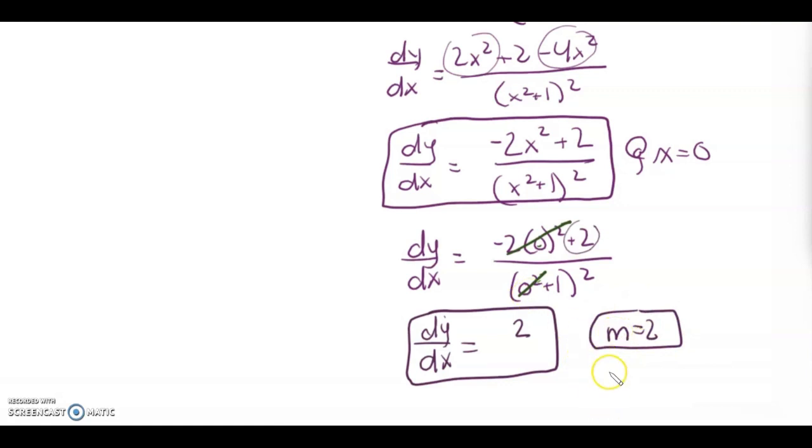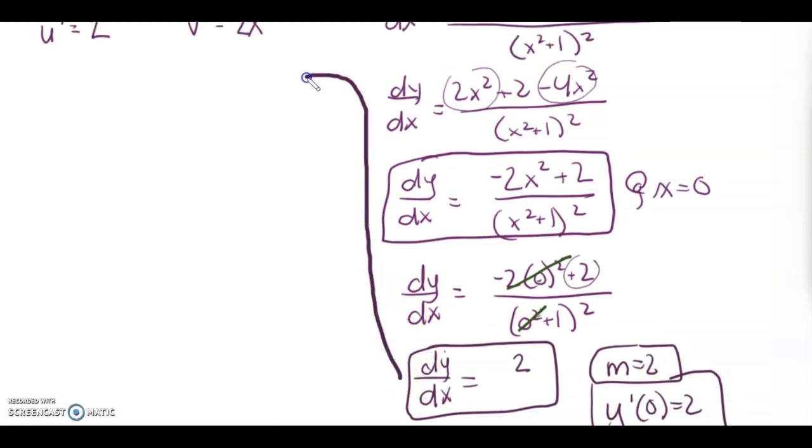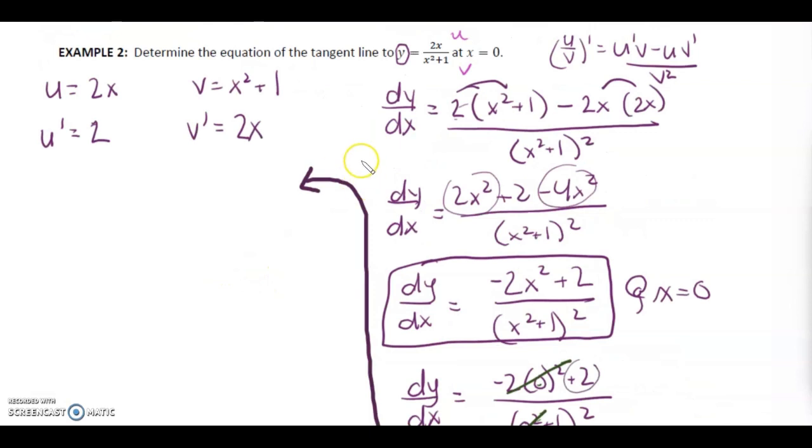Or we can say y prime at 0 equals 2. It's more of a grade 12 way to say it. Okay, so we're kind of going backwards here. That's okay. We're going to go on the other side of the screen. So what we have so far for the equation of our tangent line is y prime at 0 equals 2.